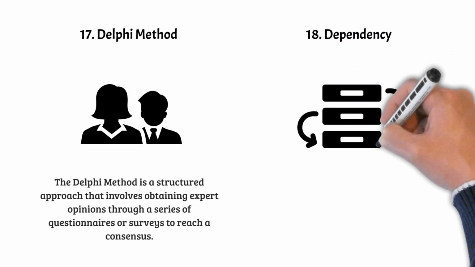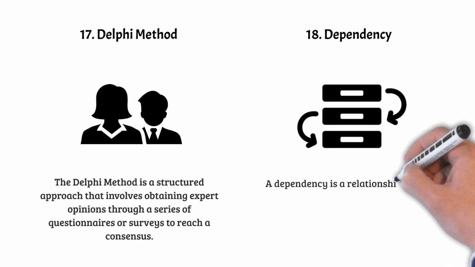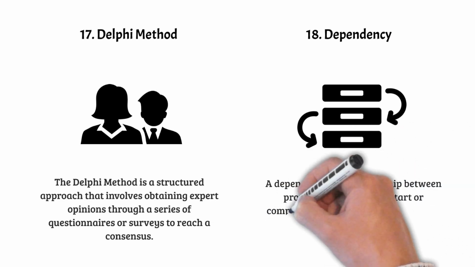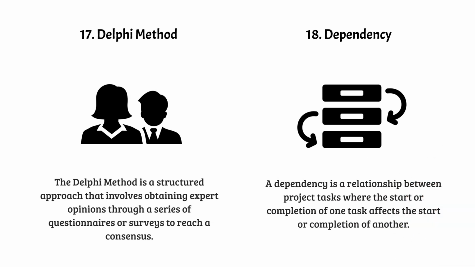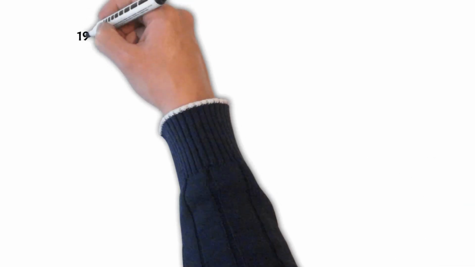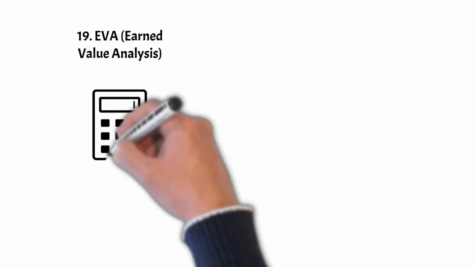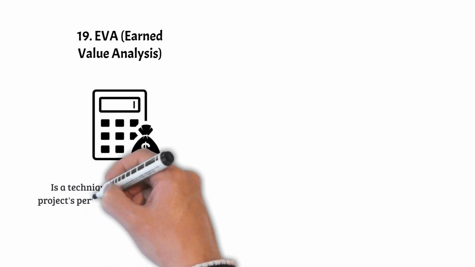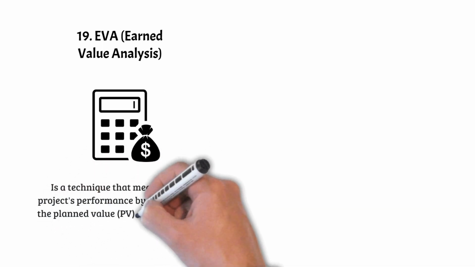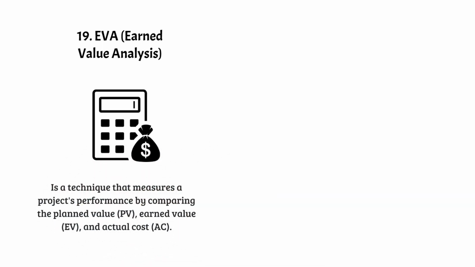18. Dependency. A dependency is a relationship between project tasks where the start or completion of one task affects the start or completion of another. 19. EVA, Earned Value Analysis, is a technique that measures a project's performance by comparing the planned value, PV, earned value, EV, and actual cost, AC.